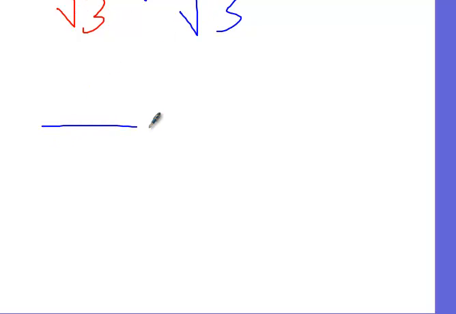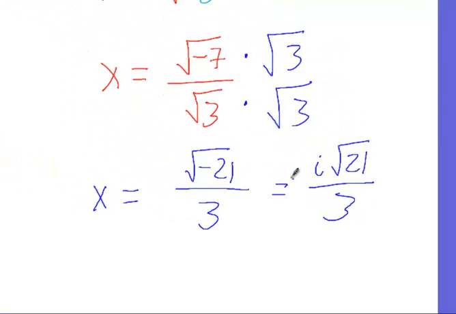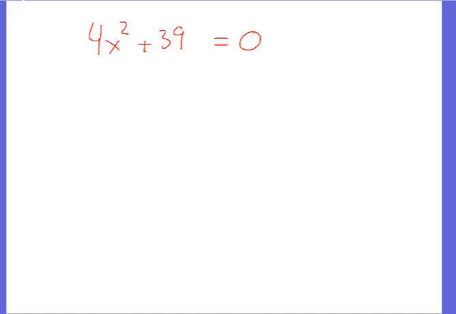The radical 3 times radical 3 is just 3. Radical negative 7 times radical 3 is radical negative 21, which we can simplify to be i radical 21 over 3, and it's going to be plus or minus. Whenever you take the square root, you have to do plus or minus because you don't know which one it is. That's just review. If you have a question on that, come see me. But remember, you have to rationalize your denominator. The square root of a negative is just i, so plus or minus i square root of 21 over 3. All right, we'll do one more like that.